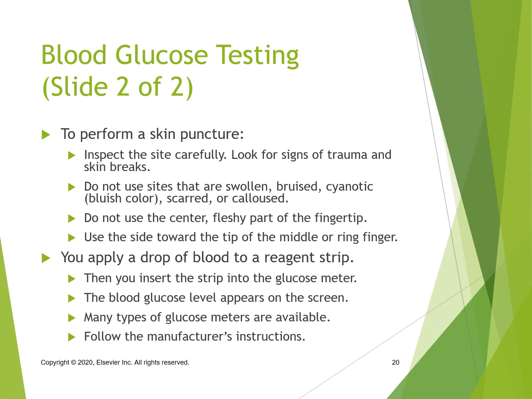You apply a drop of blood to a reagent strip. Then you insert the strip into the glucose meter. The blood glucose level appears on the screen. Many types of glucose meters are available. Follow the manufacturer's instructions.